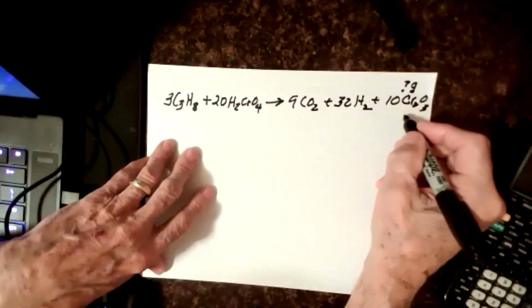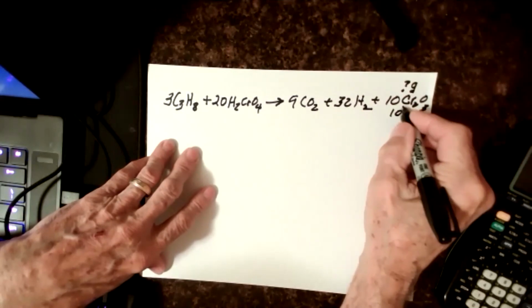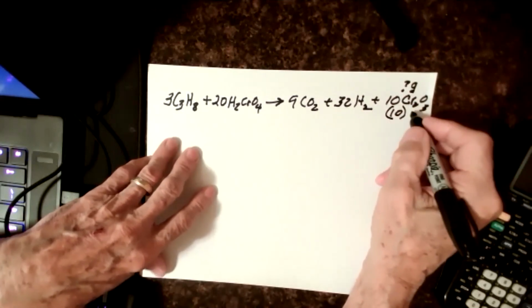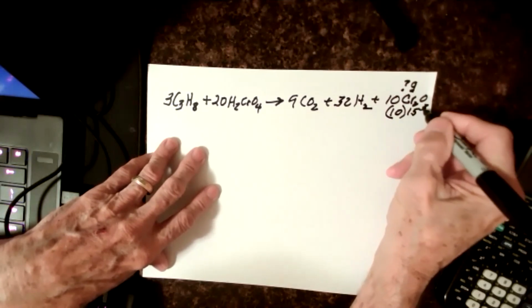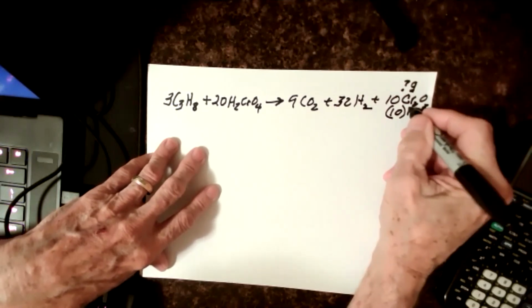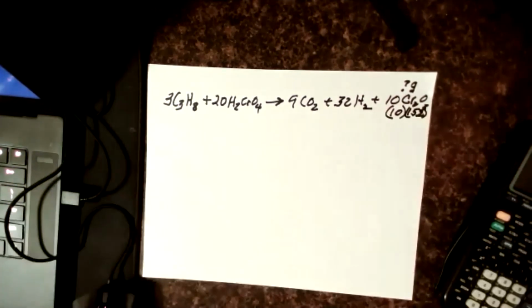And the equation is showing 10 moles, and the chromium-3 oxide has 152 molar mass. So we have those numbers in there.